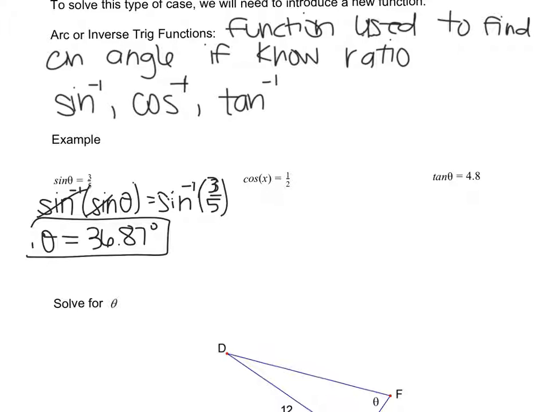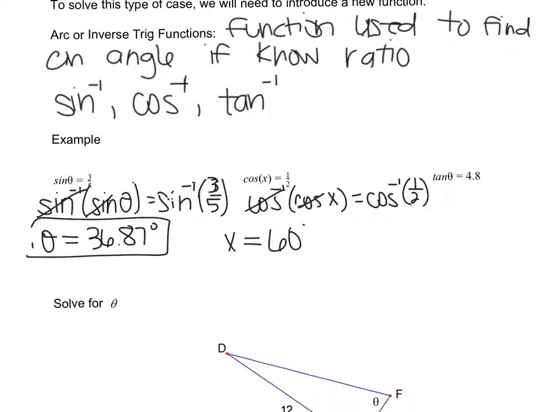So when we look at cosine of x equals 1/2, in order to solve for x, we take the inverse function, and because it's a cosine, we'll do cosine inverse of both sides. So cosine inverse of cosine x equals cosine inverse of 1/2. Cosine inverse and cosine cancel. So we're left with x equals, and then when you do cosine inverse of 1/2, you should end up with 60 degrees. And again, cosine inverse is a function on the calculator. You just have to hit second and then cosine.